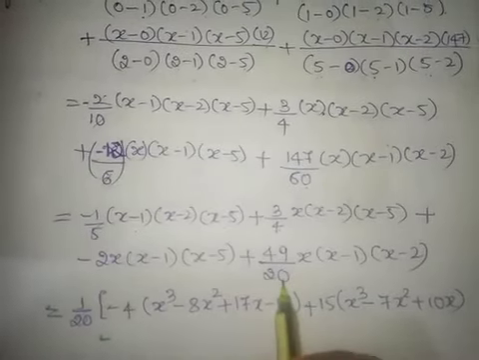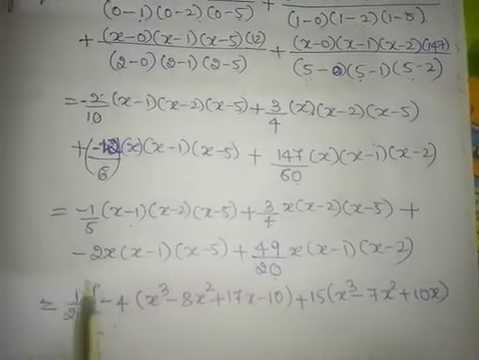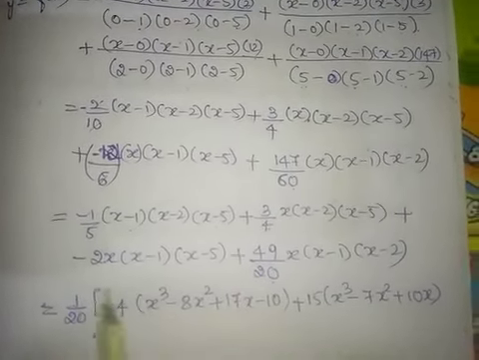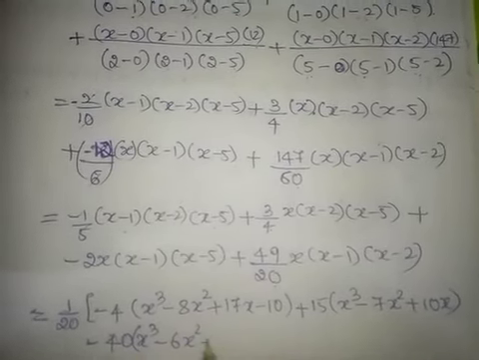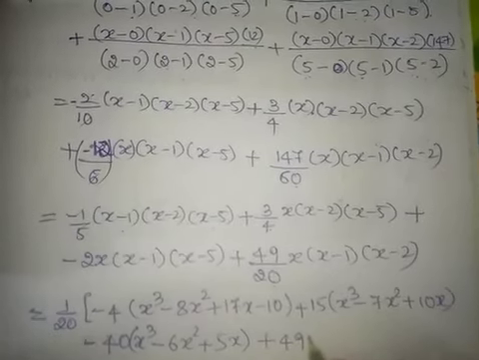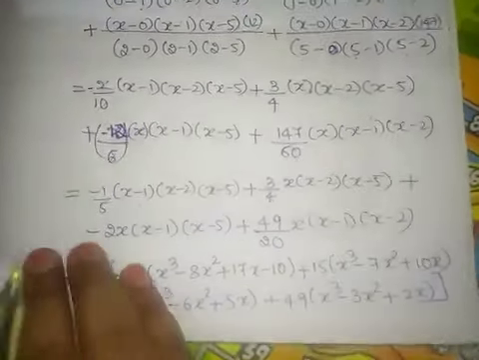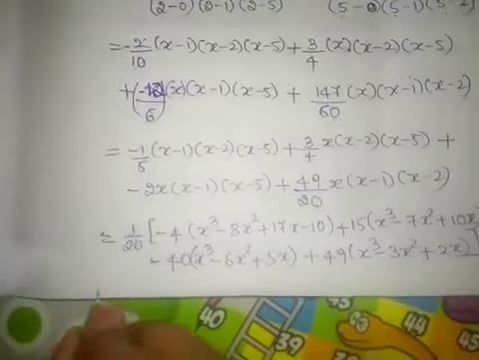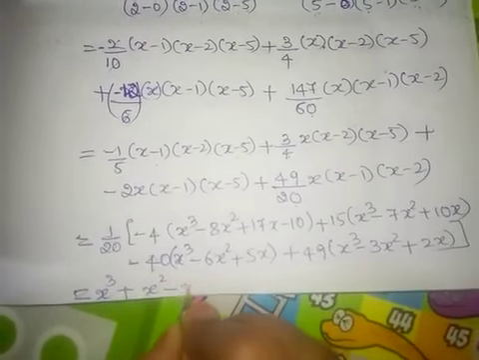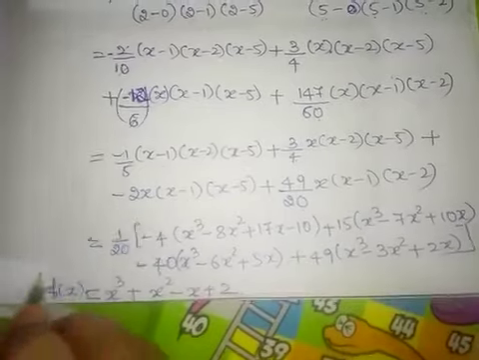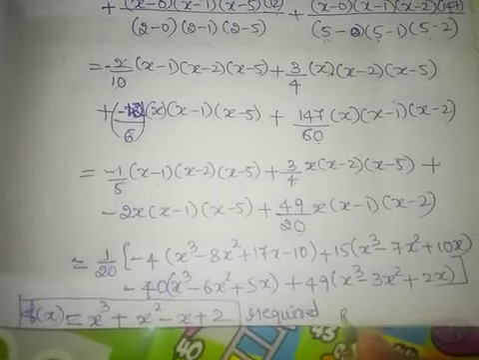Next minus, here I have 20, we get here 10, 10 into 2 is 20, here we don't have any term in denominator, so it will be into 20, this is 40, x cube minus 6x square plus 5x, plus 49 into x cube minus 3x square plus 2x. Okay, now simplify all these terms, you will get the polynomial x cube plus x square minus x plus 2. This is our required polynomial.